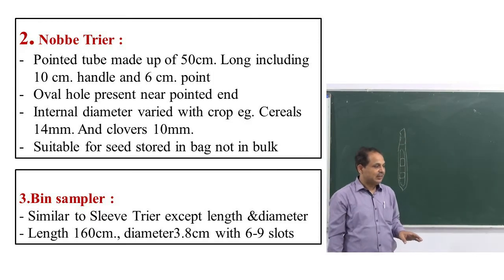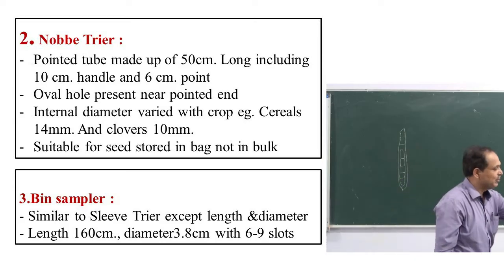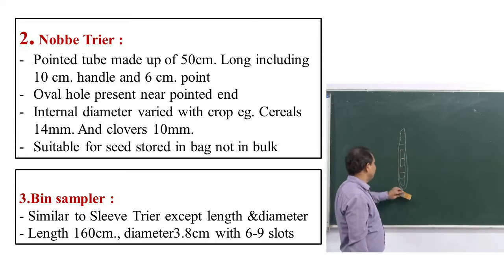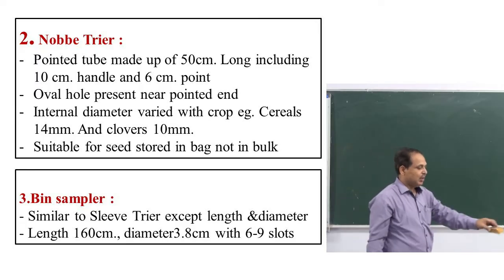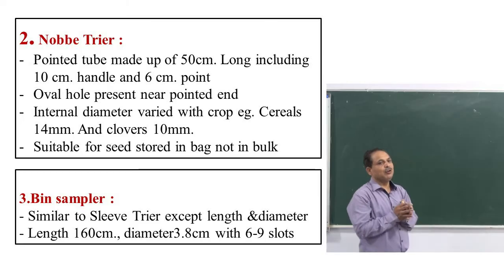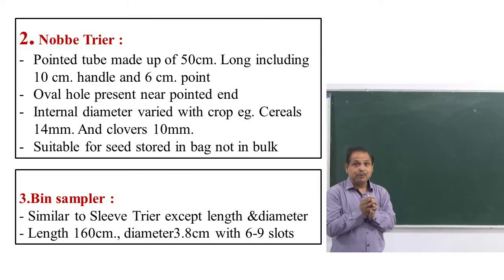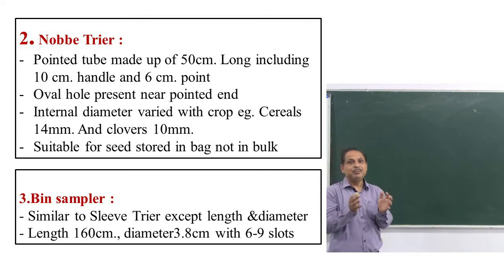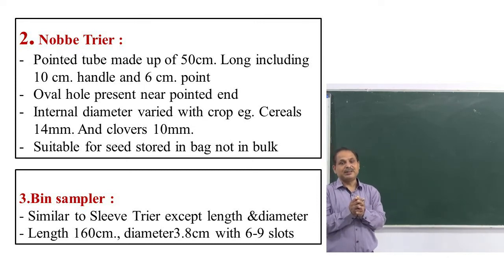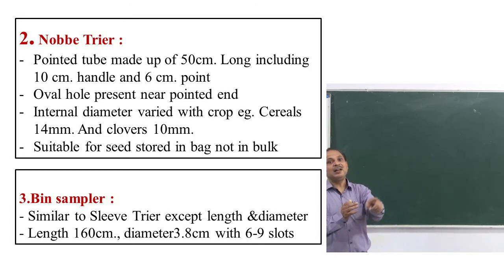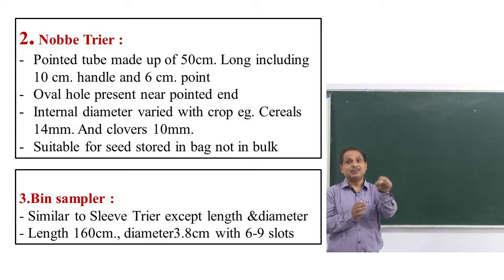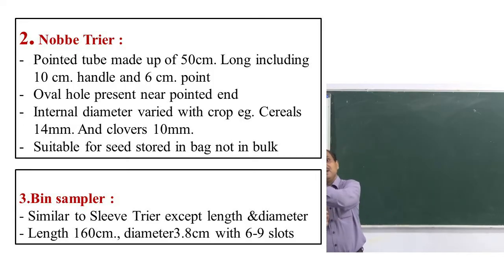Now, the next thing: if primary samples have been taken, we know that the primary samples are then mixed together to form the composite sample. For mixing, there is no requirement of mixing equipment. But if we have to prepare the next samples, that is the submitted sample and the working sample, we have to use some equipment.